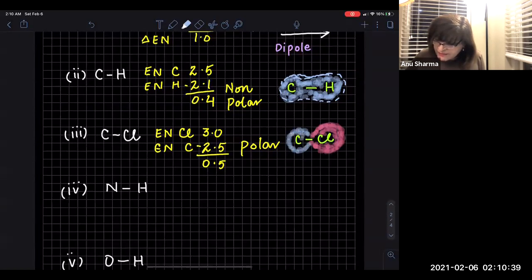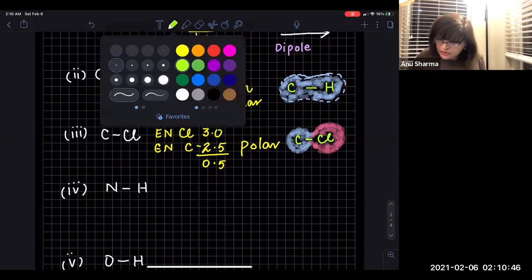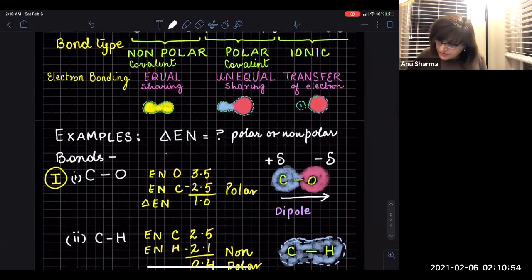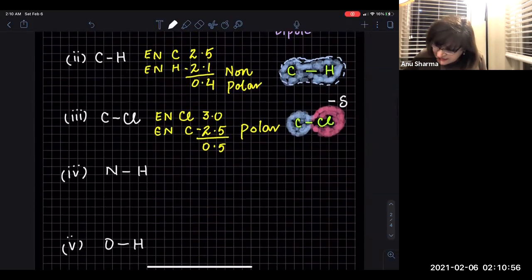Okay, so heat maps are, like, they've measured the temperature. The side where there are more electrons is red hot, and it will be shown as a delta negative. Delta, this is the sign, let me put this here. Delta means a slight charge, like a small charge.